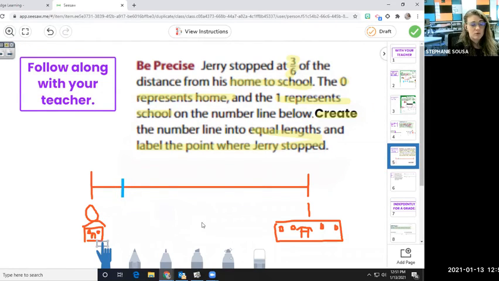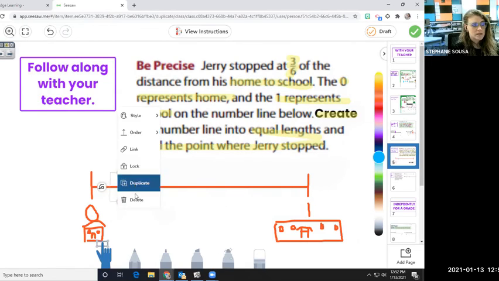Now, if I put it in the wrong place, I don't have to use the erase tool. I can just slide it where I want it to be. Look at that. Boop, boop, boop, boop. Okay? So let's duplicate this. So there's 1/6. There's a second 6th.